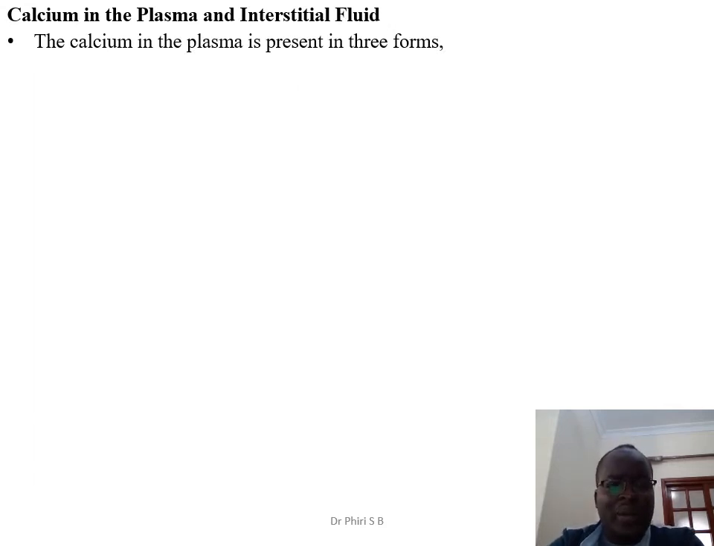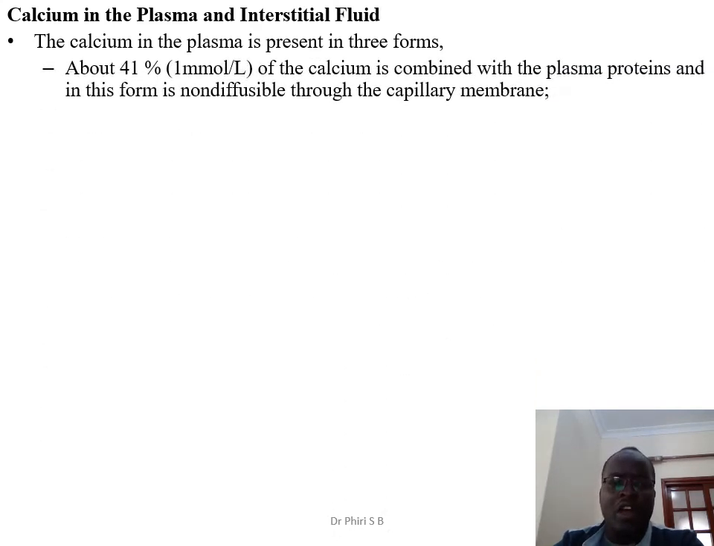Calcium in the plasma and interstitial fluid. The calcium in the plasma is present in three forms. We have 41% of calcium that is combined with plasma proteins, and in this form it is non-diffusible through the capillary membrane. The plasma proteins are confined within the cardiovascular system, so they don't leave it. All the calcium that is bound to the plasma proteins will still be confined within the cardiovascular system. That's why we say it's non-diffusible through the capillary membrane.